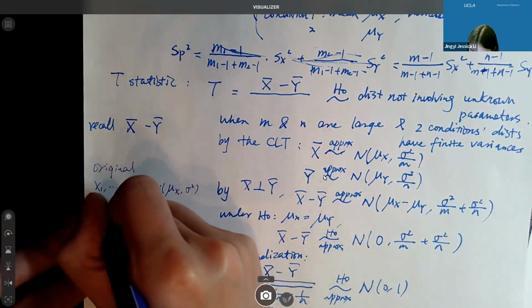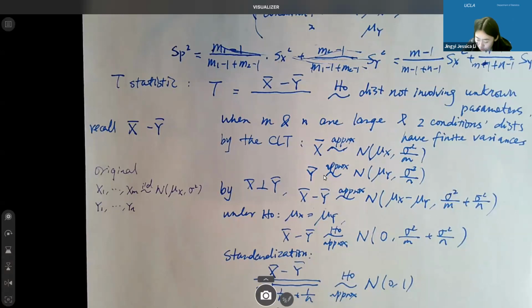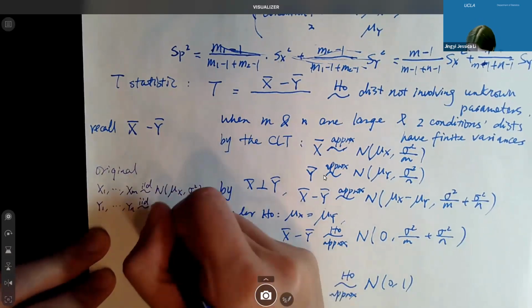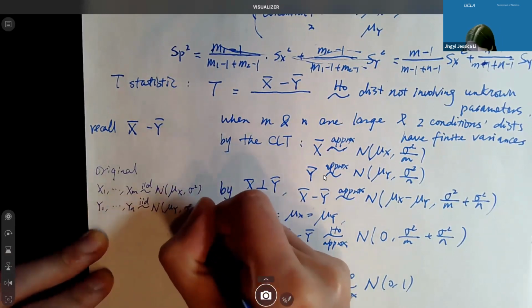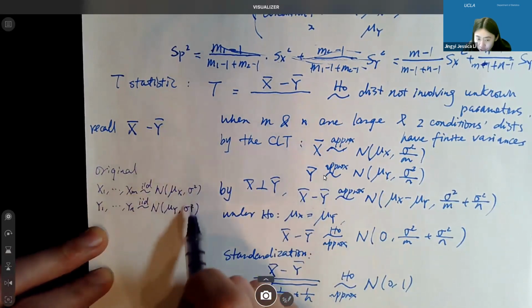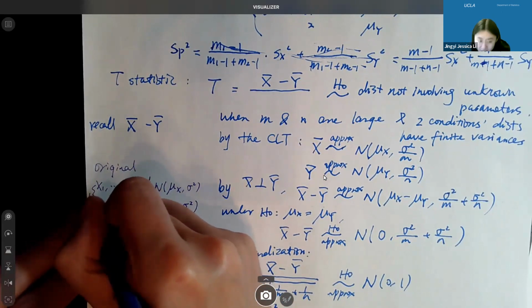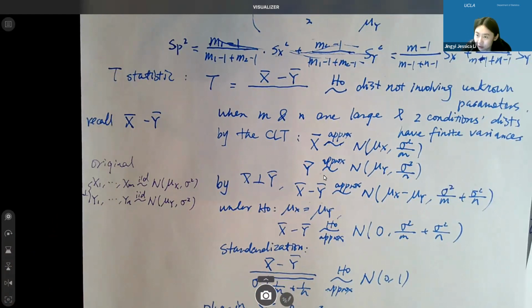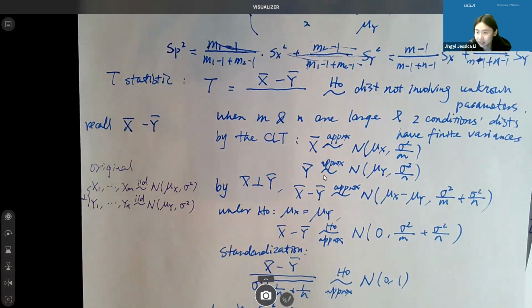And another sample, y1 to yn, is the same gene's n measurements or observations under condition 2, assumed to be IID, also normal, with mean mu y and the same variance as before. So they share the common variance. And of course, the two samples are independent. Usually we use this perpendicular sign to mean independence, okay? So this is the original formulation. With this, everything can be derived.